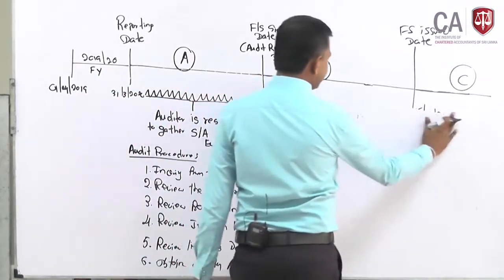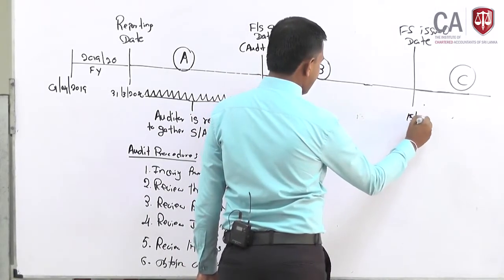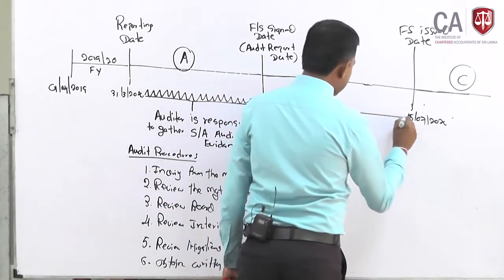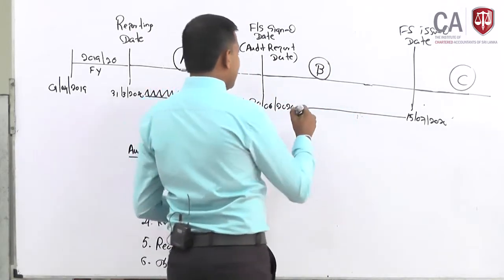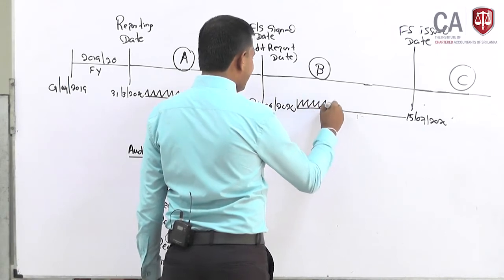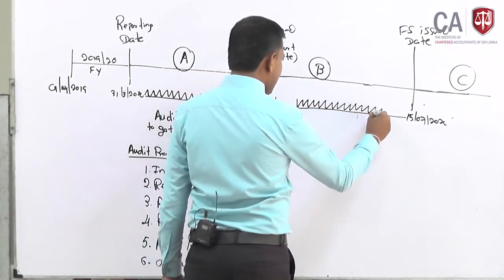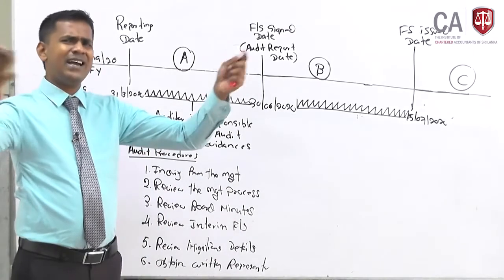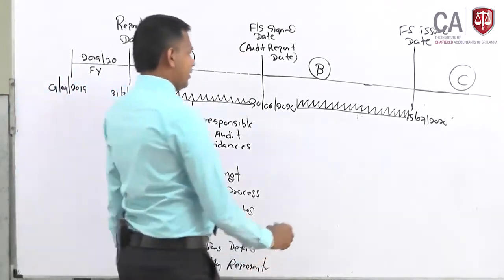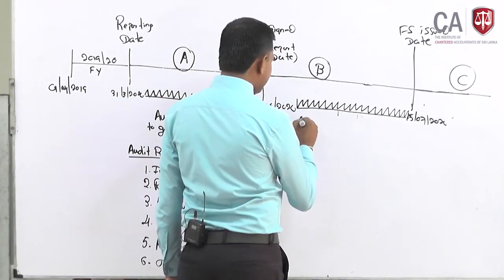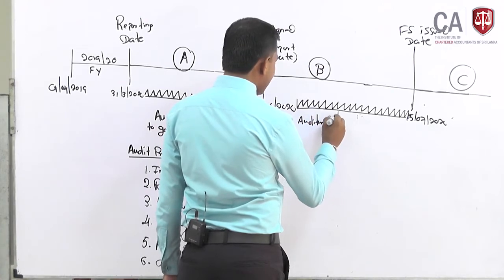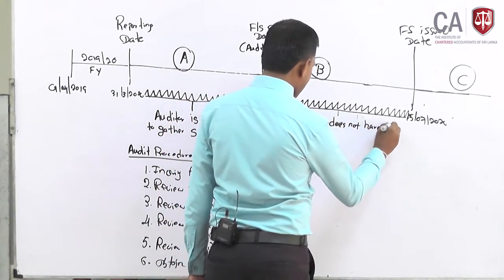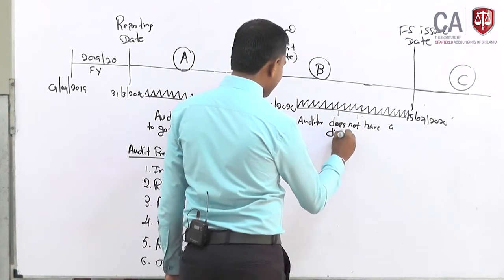Remember, so this is the time period. Remember, any incident happening after the finance statements are signed off, but before the finance statements are issued to the public, any incident, maybe fire, bankruptcy of a debtor, inventory or whatever, remember that the auditor does not have a direct obligation.